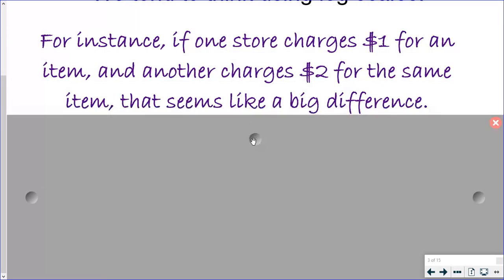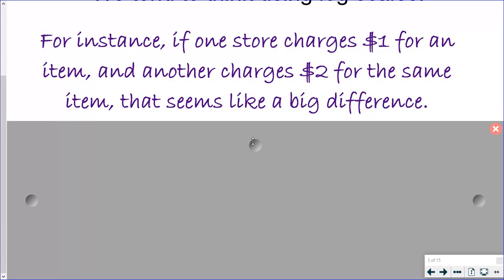This same thing happens when you're at the store. If you see that this store is selling this can of iced tea for $1, and the store down the street is selling that exact same can of iced tea, same size, same flavor, for $2, that seems like a big difference. Why am I going to pay $2 when I can pay $1 for it at the first store? From that $1 to $2 feels like a huge difference in price when you're talking about that can of iced tea.